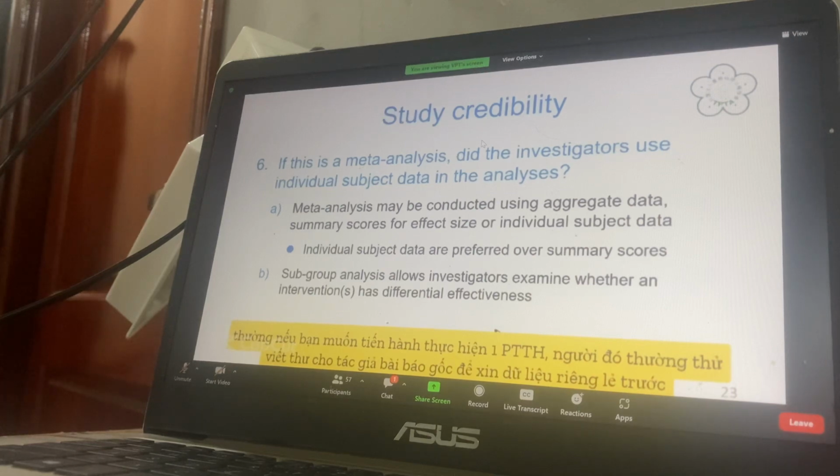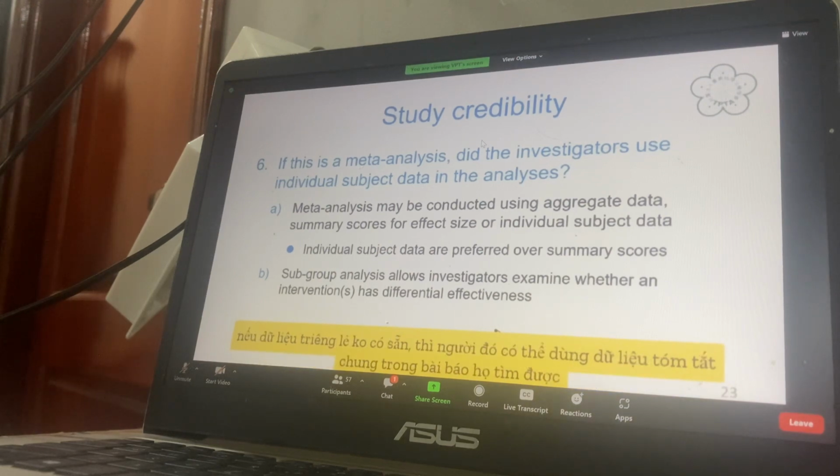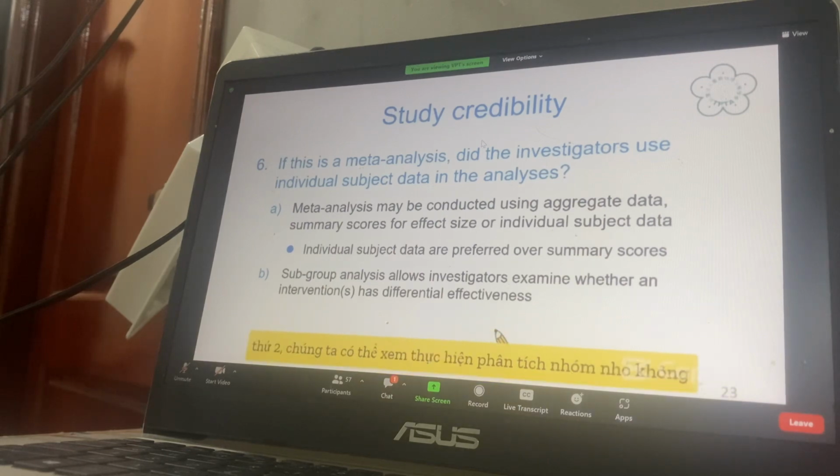Usually, if an investigator wants to conduct a meta-analysis, he or she will first try to write to the original author and ask for individual data. If individual data is not available, then he or she might just need to use the summary data from the article they found. So if the meta-analysis uses individual subject data for their analysis, then that will significantly increase the study validity of that article. Second, we can look for whether subgroup analysis is conducted.